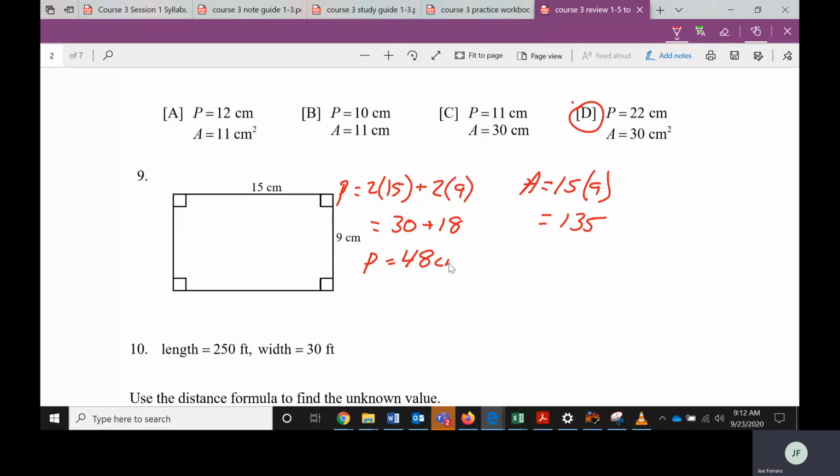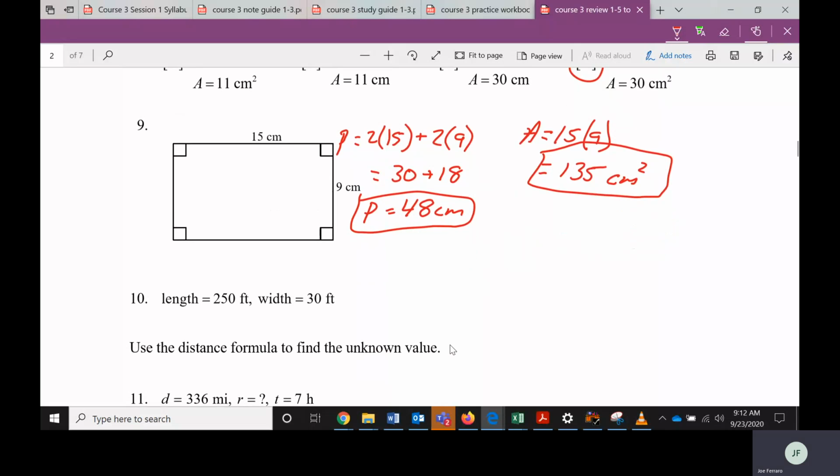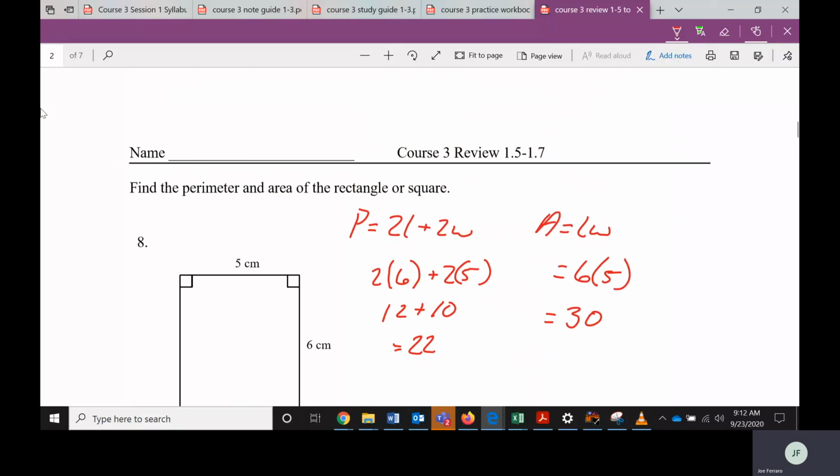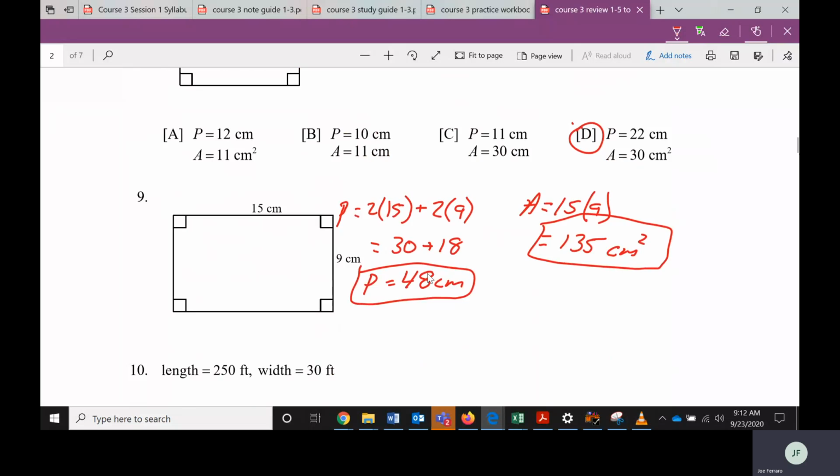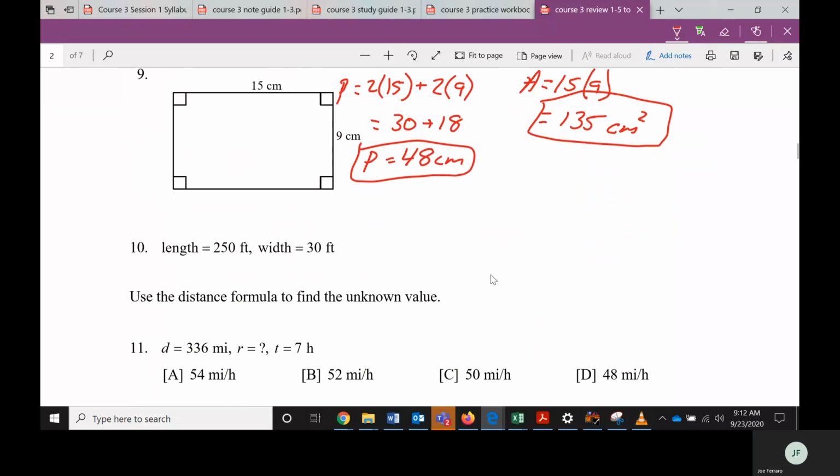Okay, so on this type of problem on your test, there should be 2 answers. And I'm telling you right now, label them. Okay, label them correctly. It could be worth like half a point or something like that. Okay, 10 has the same directions of find the perimeter and area. Now there's no picture. Okay, but you still do the same process.